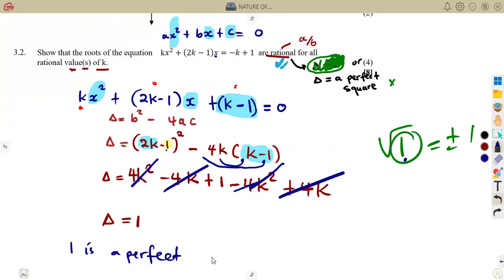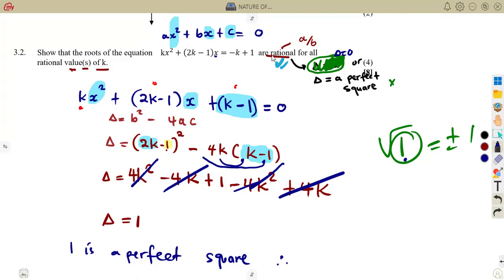This is exactly what we want: to have a perfect square or to have a 0. So 1 is a perfect square. So therefore, what does it mean? The roots are rational. Remember the condition of being rational. For all rational values of k, our roots are rational.